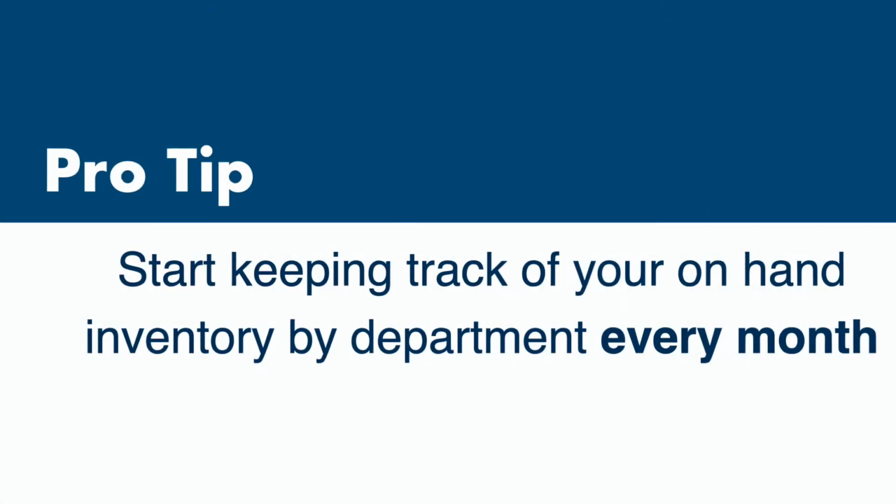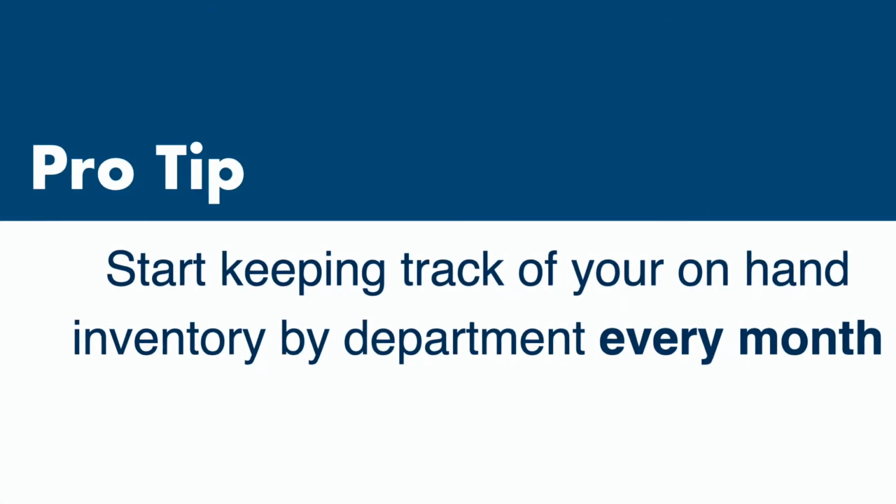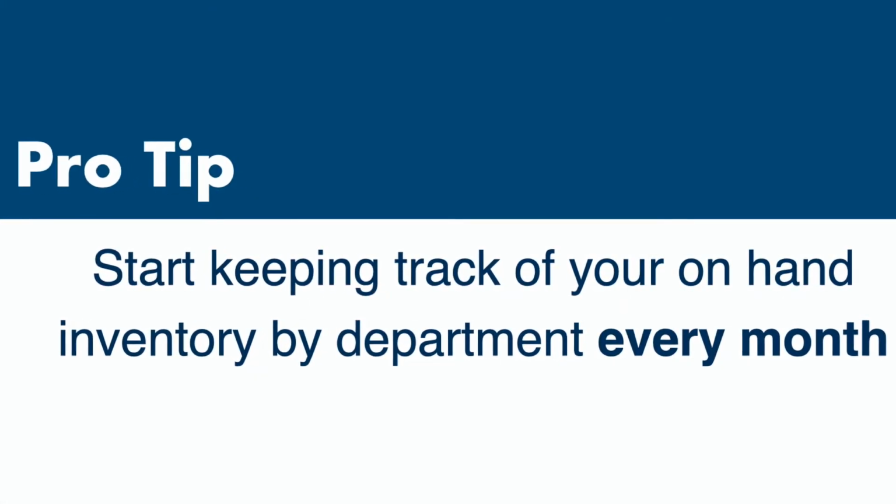So if you've been one who's been having to guesstimate, this is what I want you to do. Start keeping track of your on-hand inventory by department every month. And within 12 months, you will have your turn rate dialed in. And if you can measure it, you can manage it. And if you can manage it, you can increase it. I know that was a lot, but you can do it.